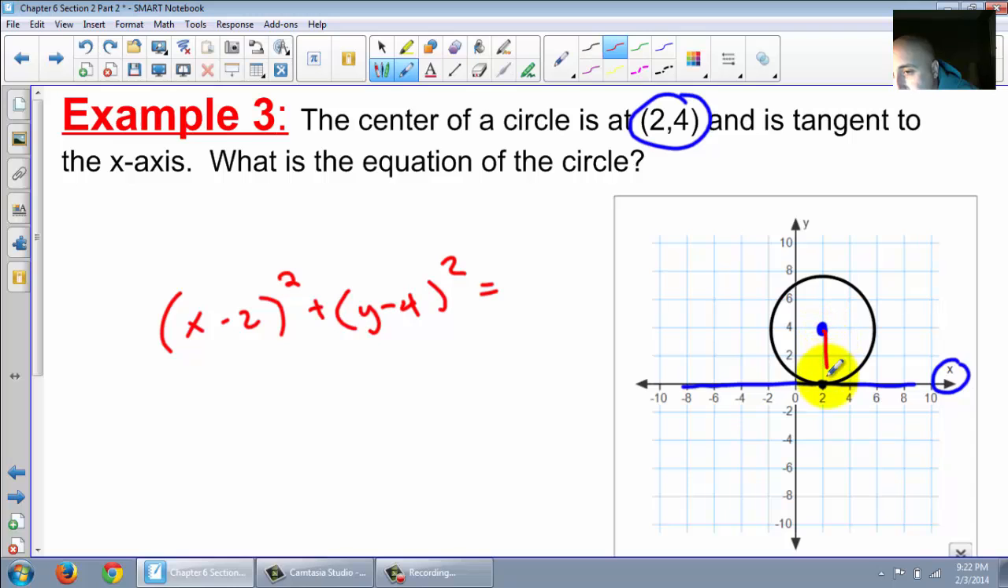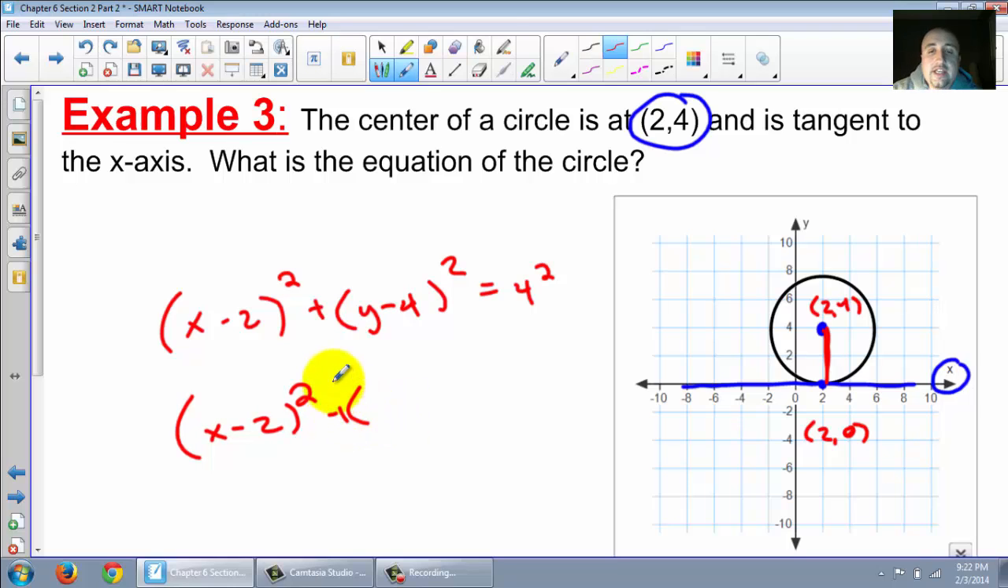Okay, so what's our radius? This one's super easy because we can just count the tick marks. How far is it from (2, 0) to (2, 4)? Well, the y went from 0 to 4, so this is 4 units up. So this would be 4 squared, or 16. And where did I get 16 from? The 4 squared.